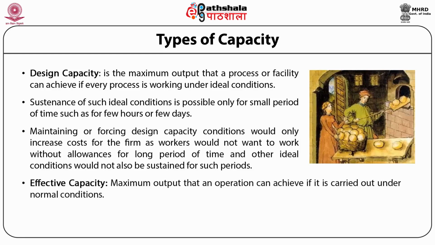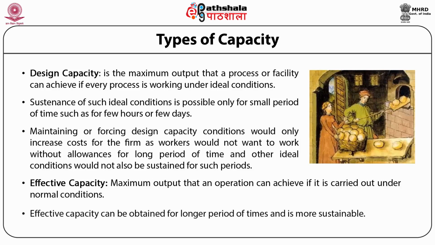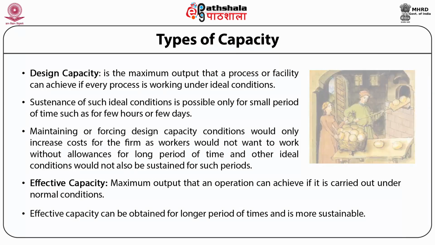Effective capacity. Maximum output that an operation can achieve if it is carried out under normal conditions. Proper allowances, maintenance of machinery, etc. signify working under normal conditions. Effective capacity can be obtained for longer periods of time and is more sustainable.